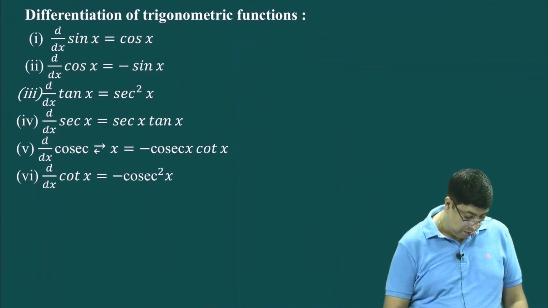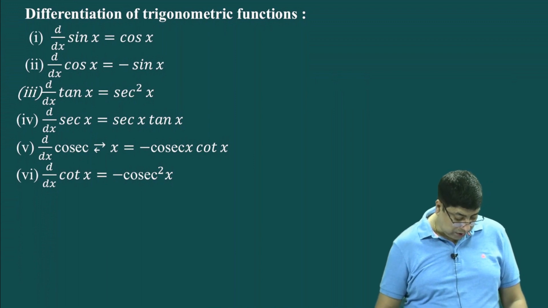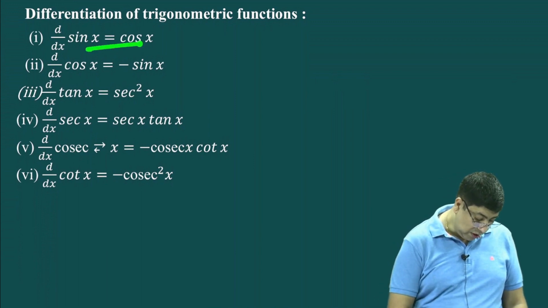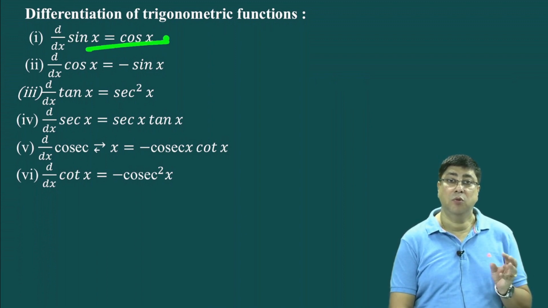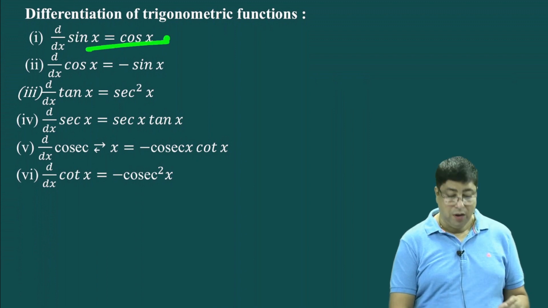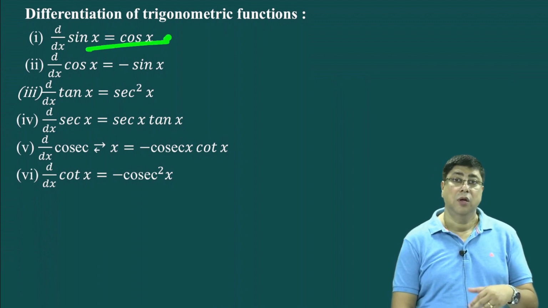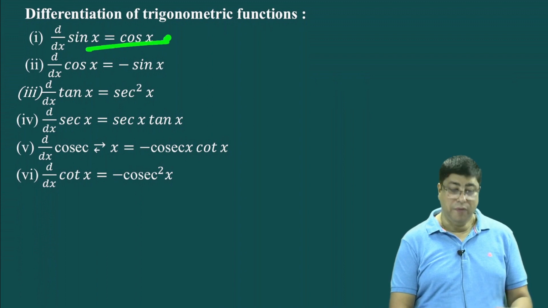Next, differentiation of the trigonometric function. So d/dx of sin x is cos x. Every formula has its proof. First of all, we have to know that differentiation is the differentiation operator. Then all the proofs and others, I'll cover in other videos.